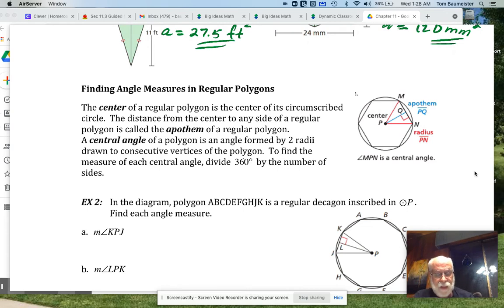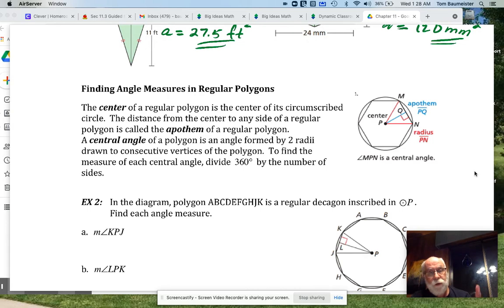The distance from the center to any side of a regular polygon. So we're going to the side here. And remember, it's going to go to the center of one of the sides. So it's going to bisect the angle there, which is our central angle, which we'll talk about here in a second. And it also will bisect this side MN. The two that are the radii are this one here and this one here. So the distance from the center to any side of a regular polygon is called the apothem. So that's a new word for you, of a regular polygon.